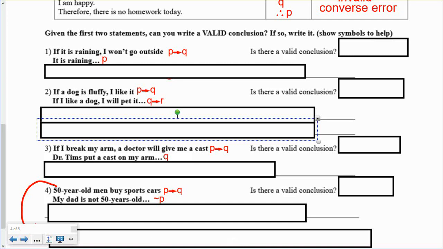All right, another way that I could ask you questions about laws and errors would be asking you if you can or cannot write a valid conclusion. This one says, given the first 2 statements, can you write a valid conclusion? If so, you're going to write it for me. If not, you're going to explain why. In what situation would I not be able to write a valid conclusion?